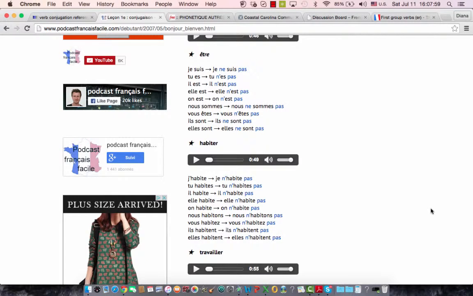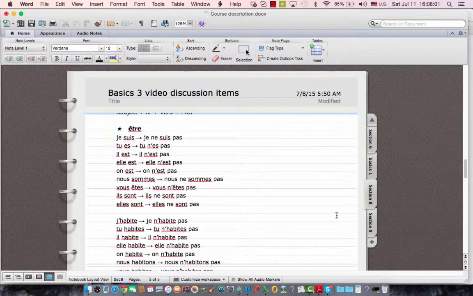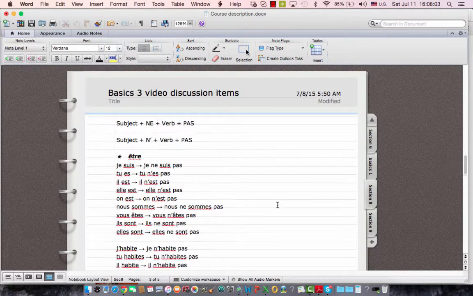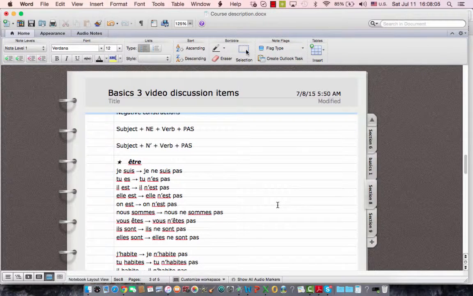First of all, let's explain a little bit the negative form. The negative form is created with two structures on both sides of the verb, ne and pas. So we're going to probably have subject, ne, verb, pas. If the verb starts with a vowel, then we're going to have subject, n' apostrophe, verb, pas.